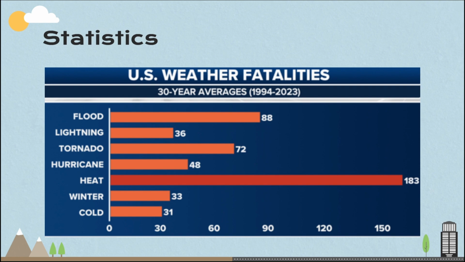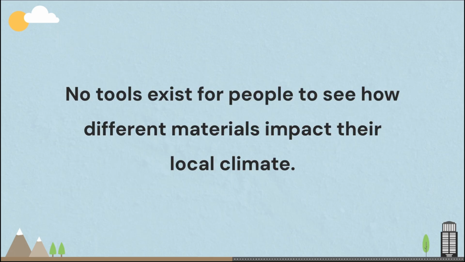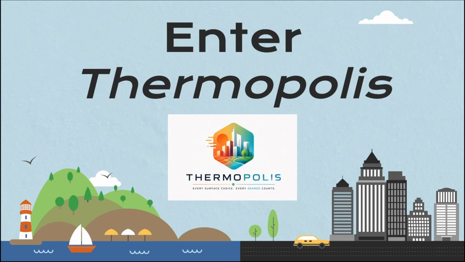As you can see here, heat is one of the most prominent causes of weather fatalities in the US, and it is twice as deadly as the second highest. Additionally, the urban heat island effect is a major contributor to climate change, which affects billions of people globally. No tools exist for people to see how different materials impact their local climate.